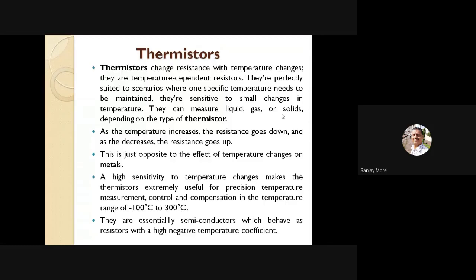They are essentially semiconductors which behave as resistors with a high negative temperature coefficient. Full stop.